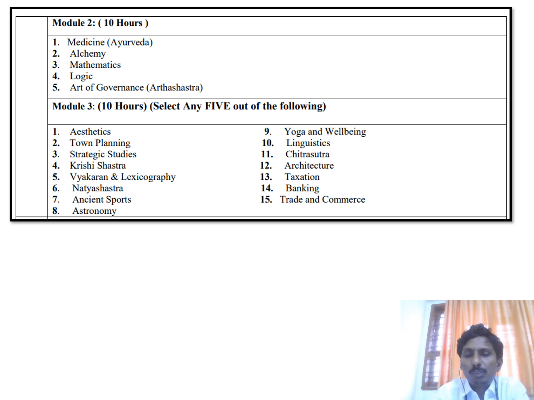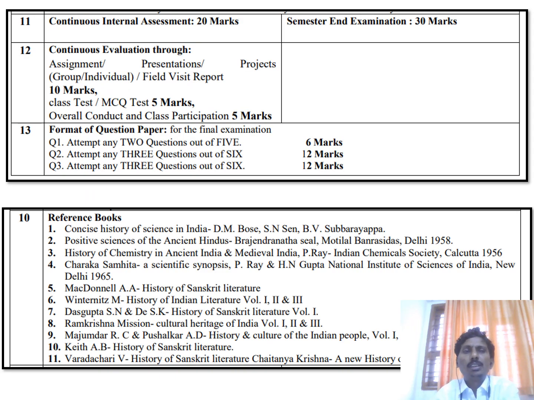Now we have only three units or three modules, and we have a paper of 50 marks. Second thing, the pattern of examination. In the pattern of examination, there is internal evaluation of 40%, that is 20 marks, and 60% is the semester examination, that is 30 marks.